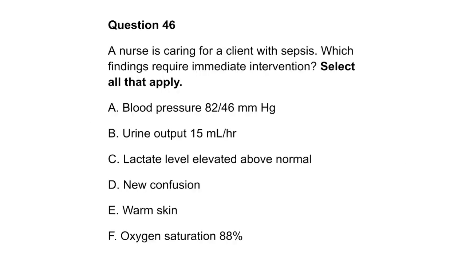Question 46. A nurse is caring for a client with sepsis. Which findings require immediate intervention? Select all that apply. A. Blood pressure 82/46 mm of mercury. B. Urine output 15 milliliters per hour. C. Lactate level elevated above normal. D. New confusion. E. Warm skin. F. Oxygen saturation 88%.